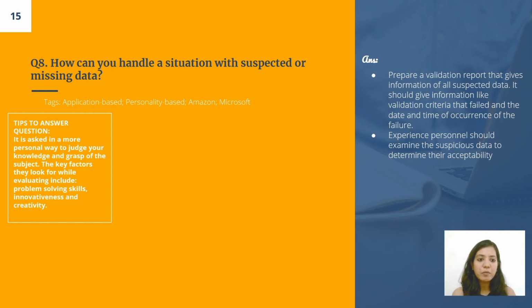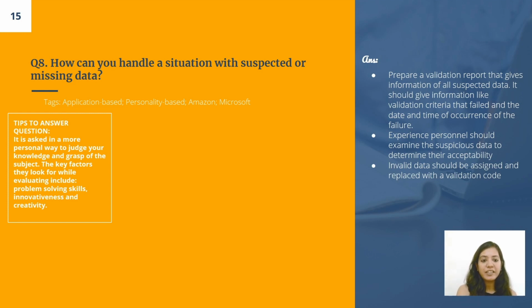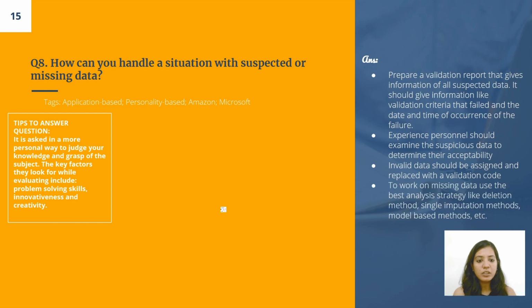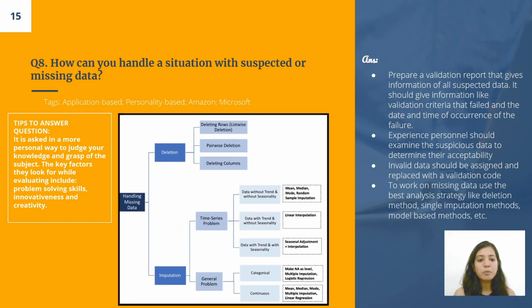After you prepare a validation report, experienced personnel should examine the suspicious data to see if, as I mentioned, it falls under certain criteria. Does it have any dependability? Does it not have? Invalid data should be assigned and replaced with a validation code. To work on missing data, use the best analysis strategy like deletion, single imputation, or model-based methods.